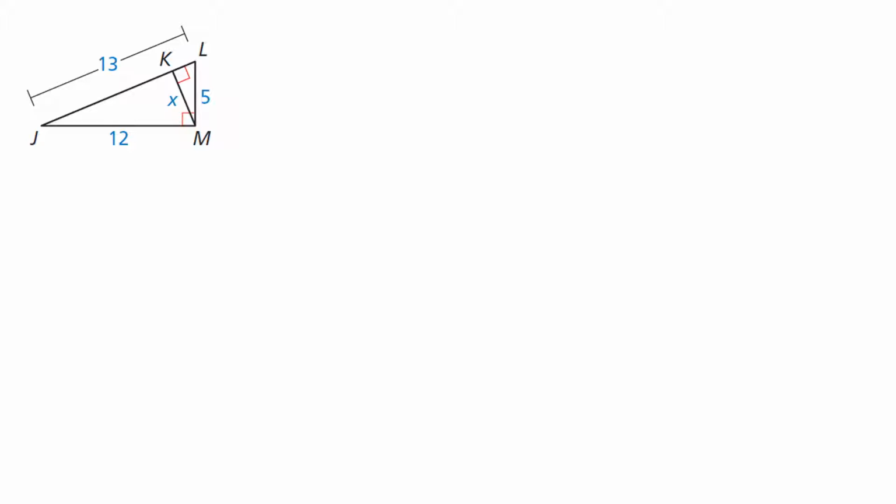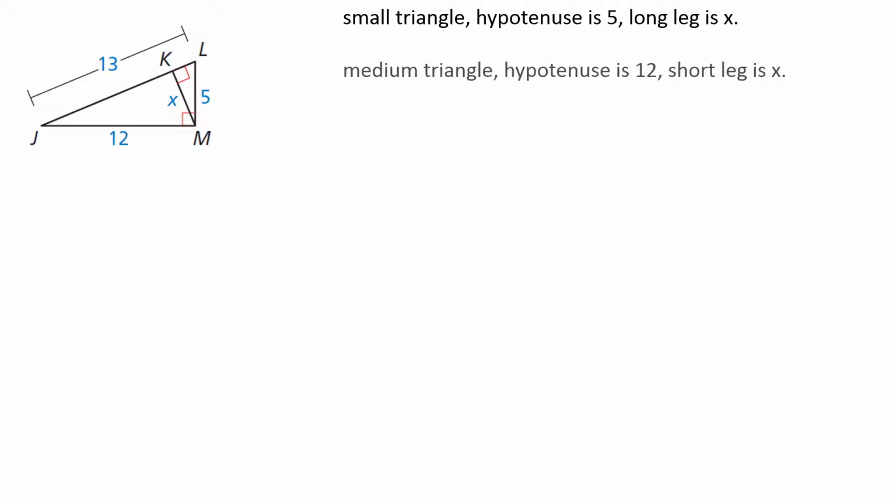So let's look at one of these again. Small triangle. Long leg is X. Hypotenuse is 5. Medium triangle. Hypotenuse is 12. Short leg is X. Again, only one corresponding part, and that's the hypotenuse. I cannot compare the long leg to the short leg.